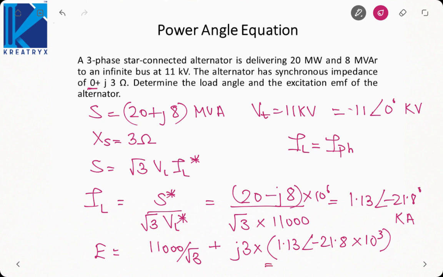So it will be 8.23 at an angle 22.47 degree kV. That will be your induced EMF per phase. If you want to convert it to line, multiply it by root 3, and this 22.47 is your delta, that is the load angle, or it can be called the power angle. So this way I have saved a lot of steps, but here it requires phasor calculation. If you don't want to go into phasor, use individual equations for P and Q.